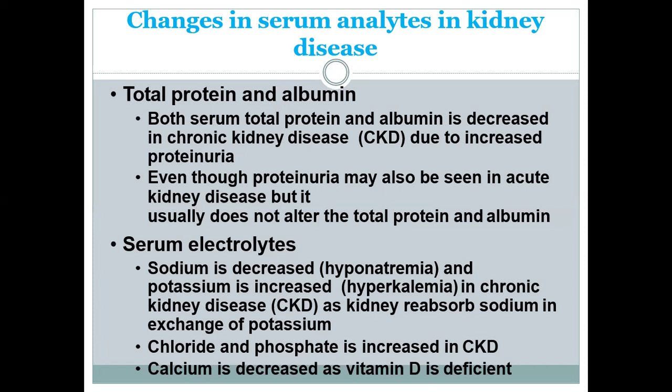Then, as far as serum electrolytes are concerned, sodium is decreased and potassium is increased in chronic kidney disease, as the kidney reabsorbs sodium in exchange for potassium. Chloride and phosphate are increased and calcium is decreased.